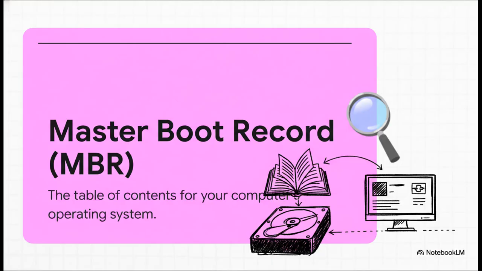The MBR is, for all intents and purposes, the table of contents for your computer's hard drive. It's this tiny but absolutely crucial file that acts as a guide. When you turn your computer on, the MBR is one of the very first things it reads to figure out where your operating system is hiding so it can get it up and running.